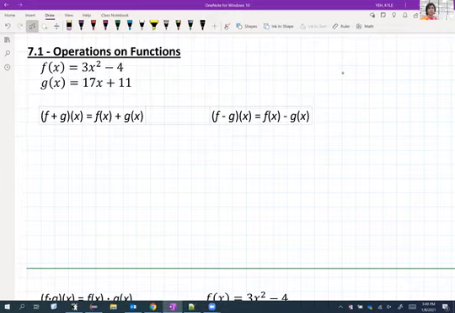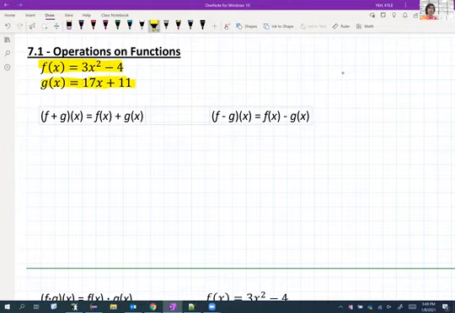We're looking at operations on functions. We're going to talk about adding, subtracting, multiplying, dividing, as well as a new one called function composition. So let's dive right in. I've given two functions, and these are just made up functions that I'm providing. f of x, which equals 3x squared minus 4, and g of x, which equals 17x plus 11.